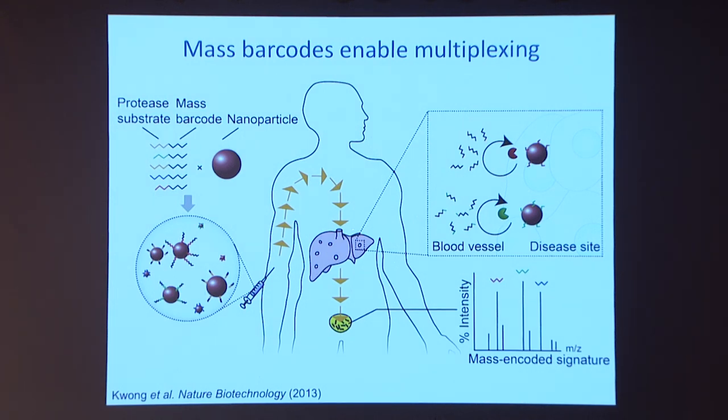So we administer the cocktail. Each one is sensitive to a different protease. The reporters are liberated. They find their way into the urine. You collect the urine, and you mass spec the urine. And that allows you now to query the catalytic activity of a panel of proteases against which you've designed the formulation.